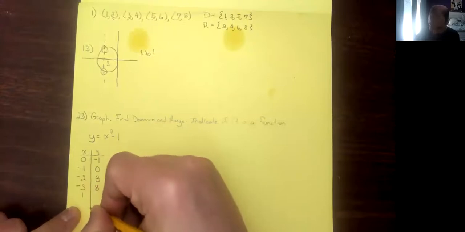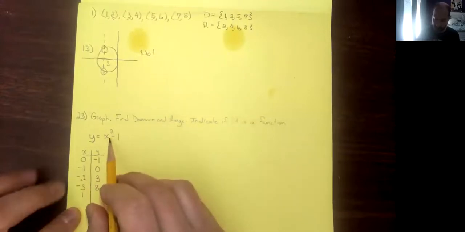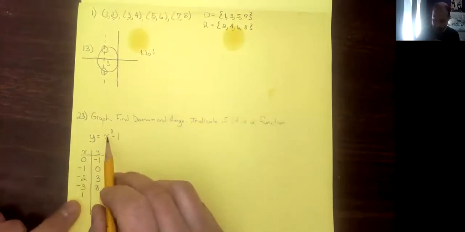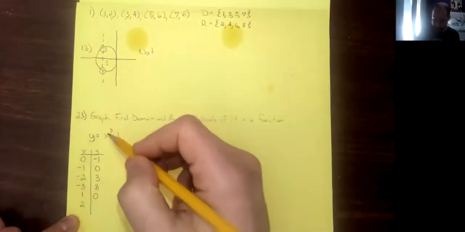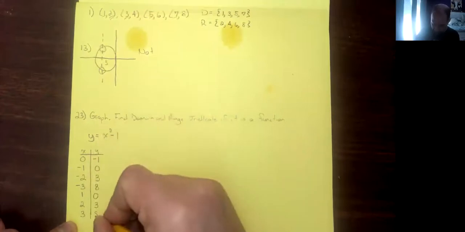So now I go the opposite way. What if I use a positive and I throw 1 in? Well, 1 minus 1 is 0. Again, I come up with 0. If I throw in a +2, well, now I get 2 times 2 is 4, and 4 minus 1 is 3. If I throw in a +3, I get 9, minus 1 is 8.